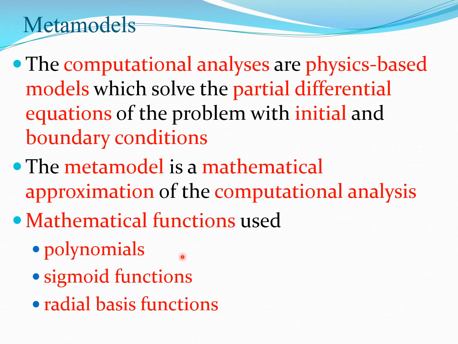Most popular would be polynomials, which are used in the response surface methods. You could also use sigmoid functions, radial basis functions, trigonometric functions, neural networks, and so on. But essentially the simplest possible functions in mathematics are polynomials, and therefore response surfaces which use polynomials are quite easy to use, and they are also quite robust and good as far as results are concerned in most cases.